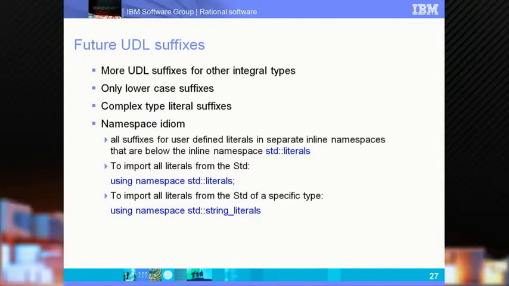We also had a proposal for complex literal types. We didn't push forward with that. There were some concerns. We're going to look at those. The namespace idiom is that all the suffixes for the user-defined literals are in separate inline namespaces below std literals. So if you want to import all the literals from the standard, you use using namespace std literals. If you want to import all the literals of a specific type, then you might say using namespace std::string_literals. Probably the best way to avoid clashing.